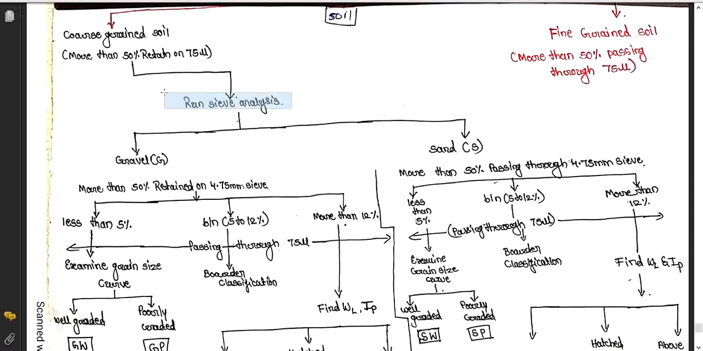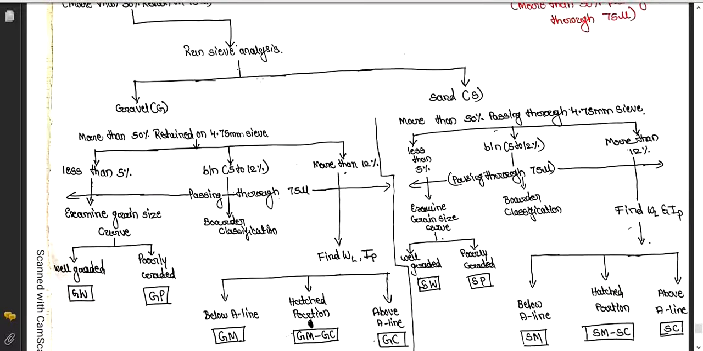You have studied the procedure for sieve analysis. After performing the sieve analysis, I have to again check with the 4.75 mm sieve. On the 4.75 mm sieve, if more than 50% of the sample is retained, it is called gravel. If more than 50% of the sample is passing through the 4.75 mm sieve, I am going to name it as a sand.